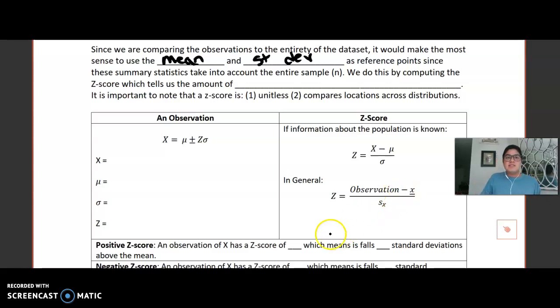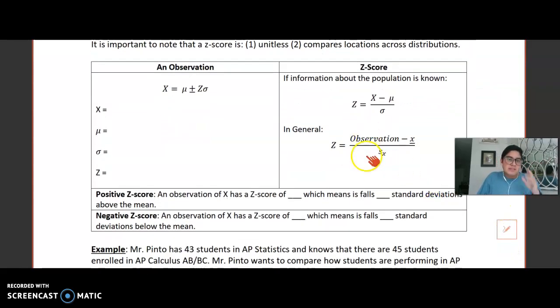We do this by computing the z-score, which tells us the amount of standard deviations from the mean. So a z-score will tell us the amount of standard deviations we are above or below. We have two formulas here, and you do have to memorize this formula. This formula can be derived backwards, but if information about a population is known, we use this formula here, which says z equals the observation minus the population mean, divided by the population standard deviation. But we don't always know information about the population. So in general, we'll use the observation minus the mean divided by the sample standard deviation. We're going to get more into mu and sigma a little bit later, but that's just a bit of a tease as to what's coming up.